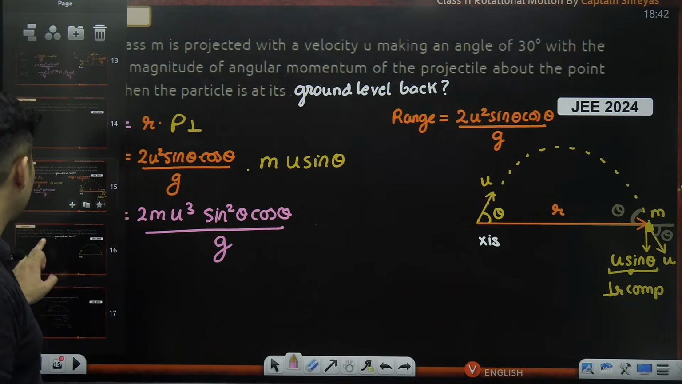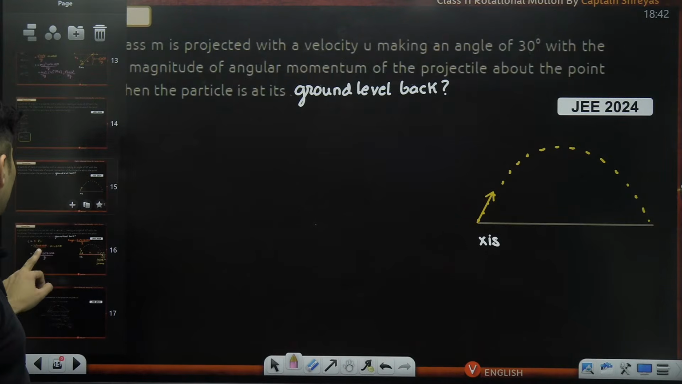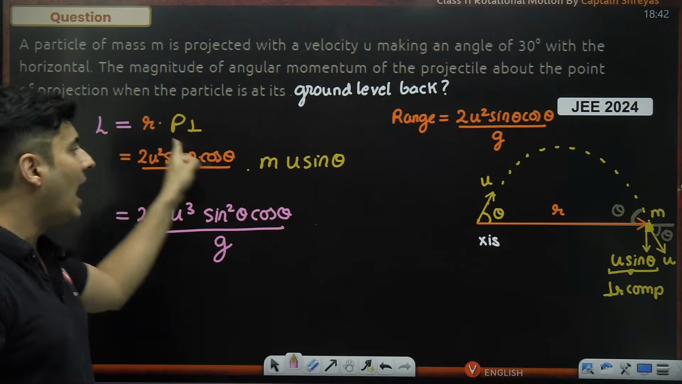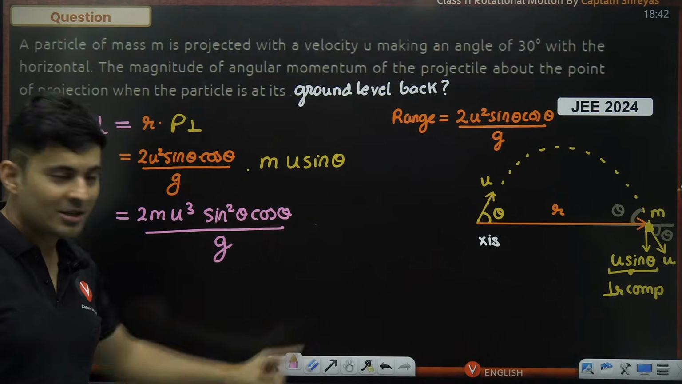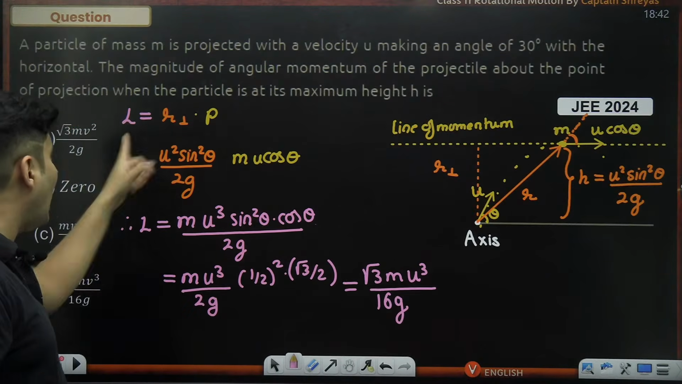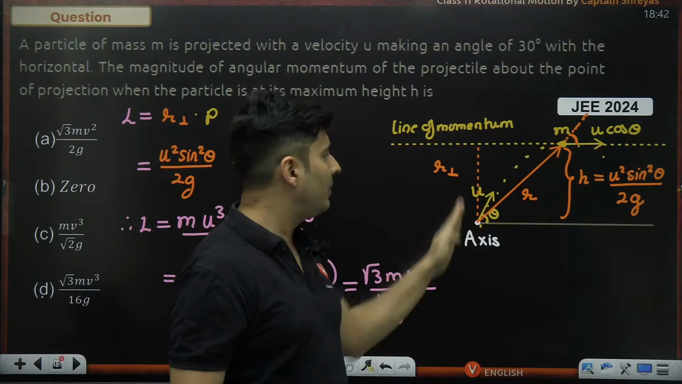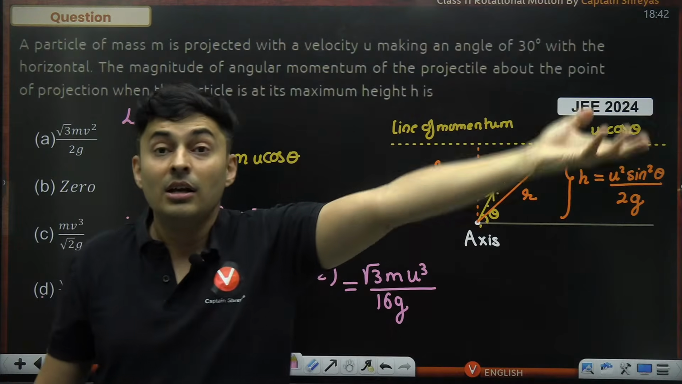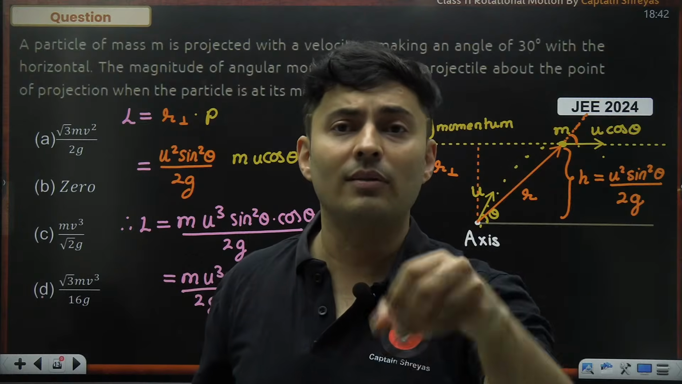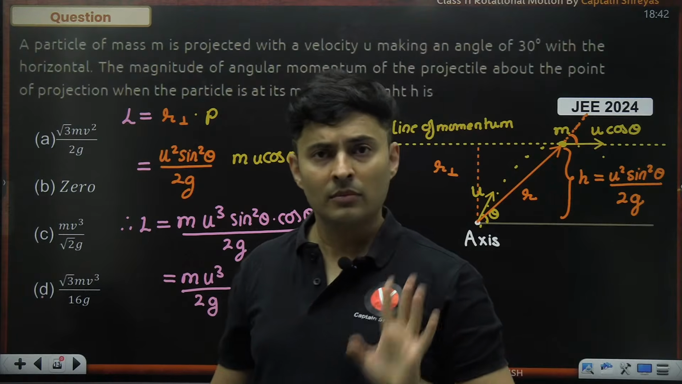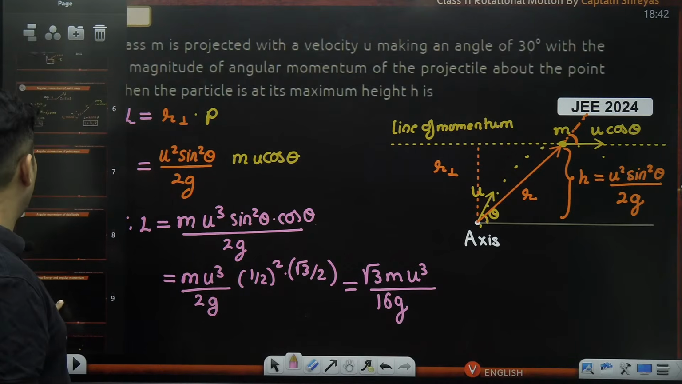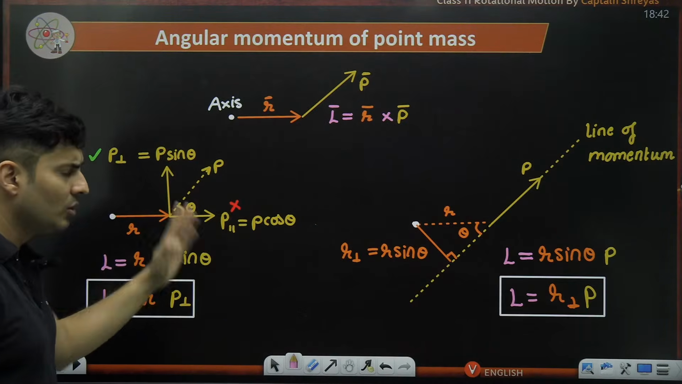Did you love the question? So same question, guys, has been solved in 2 different ways, but for 2 different things. Here I used r into p perpendicular because that was convenient. And at the topmost point, I used r perpendicular into p. It was convenient. So either formulas will work, but depends on which situation you have to use it. Okay, cool. So that was the idea behind teaching you these 2 things.